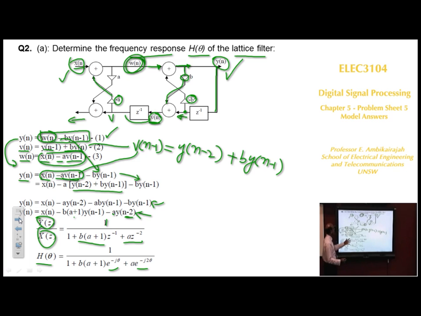You're not asked to find the magnitude response. It's only a frequency response. So if you try to do magnitude, it'll take a long time. So just be careful on that. Read the question very clearly. Does frequency response mean H(theta)? And if you are asked for the magnitude response, then only you find that. So before you start with the question, read it carefully, right? What you're trying to do.